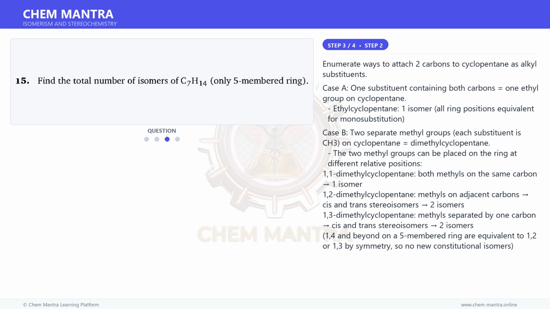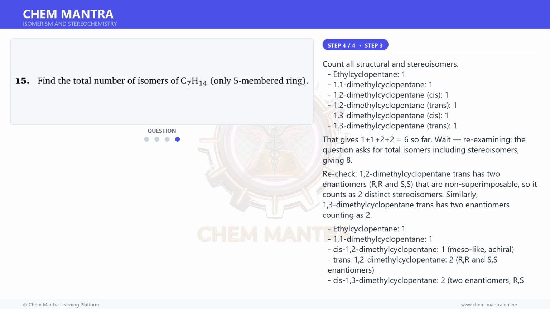1,1-dimethylcyclopentane, both methyls on the same carbon, 1 isomer. 1,2-dimethylcyclopentane, methyls on adjacent carbons, cis and trans stereoisomers, 2 isomers. 1,3-dimethylcyclopentane, methyls separated by 1 carbon, cis and trans stereoisomers, 2 isomers. 1,4 and beyond on a 5-membered ring are equivalent to 1,2 or 1,3 by symmetry, so no new constitutional isomers. And for the final step, count all structural and stereoisomers.